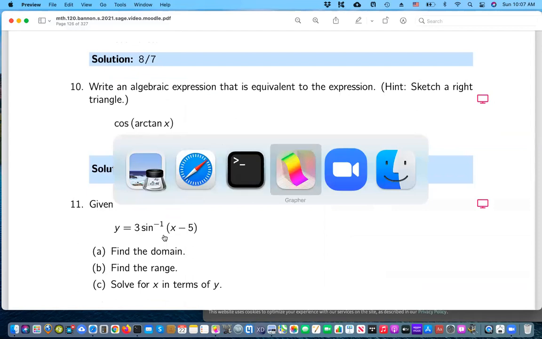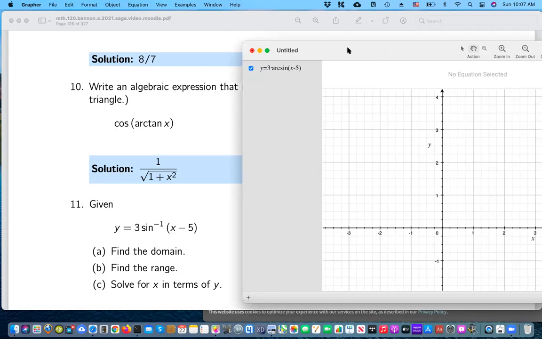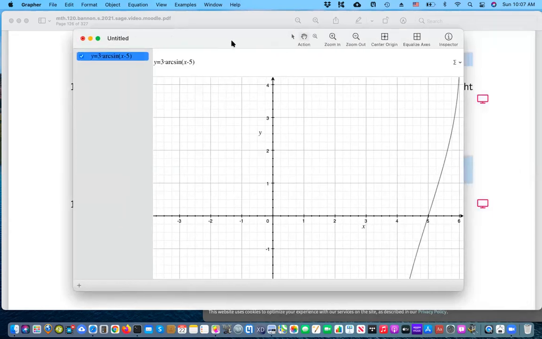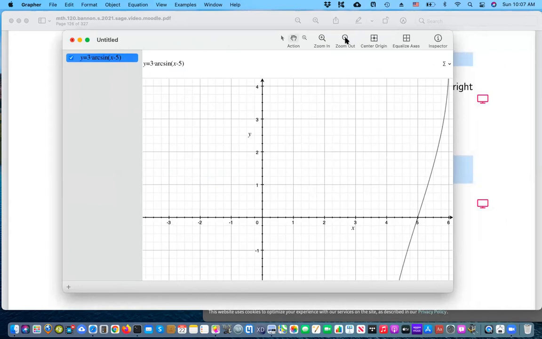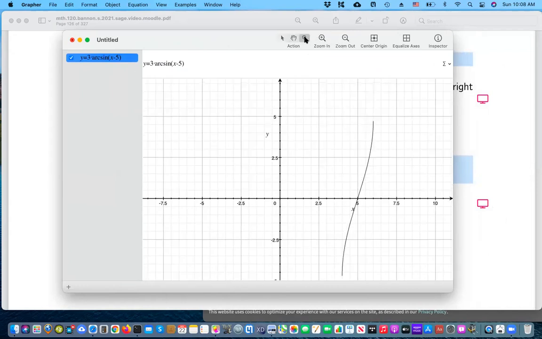I just want to remind you when I'm graphing, I'm going to graph using software. Equals, it's going to be 3 times arc sine of x minus 5. Let me get rid of this graph here. And I want to just pull this over here. I'm going to zoom out. I'm going to zoom into a certain region of it. And let me just do this over here, okay?